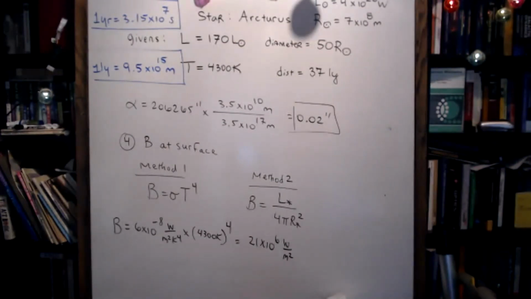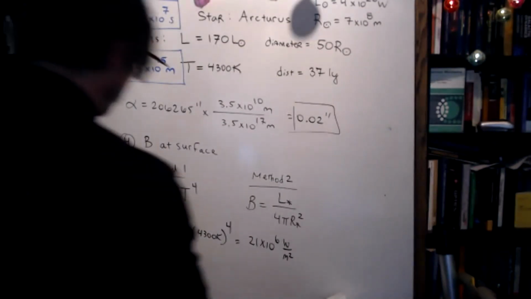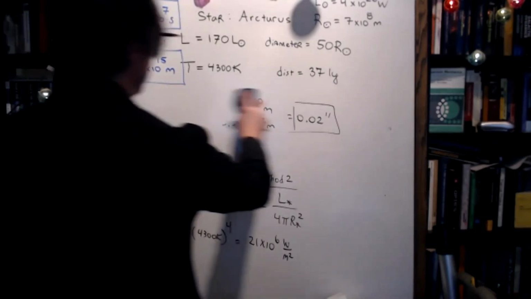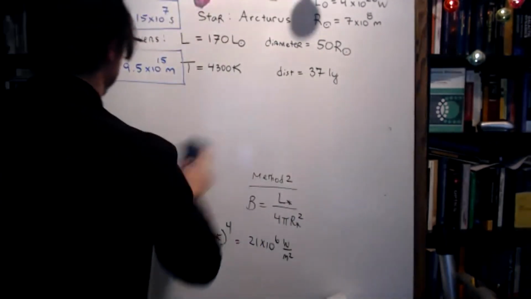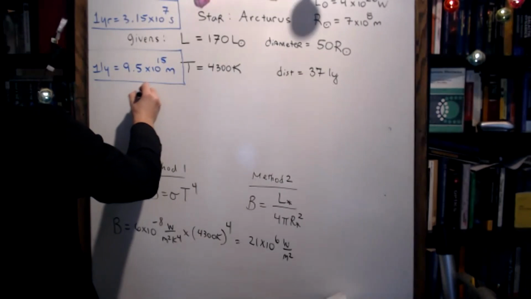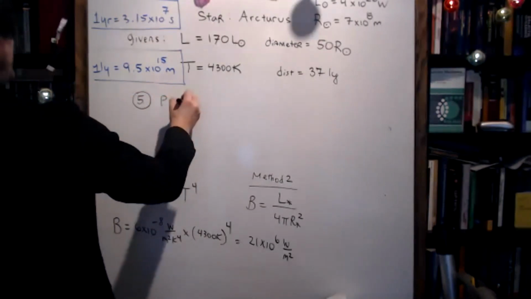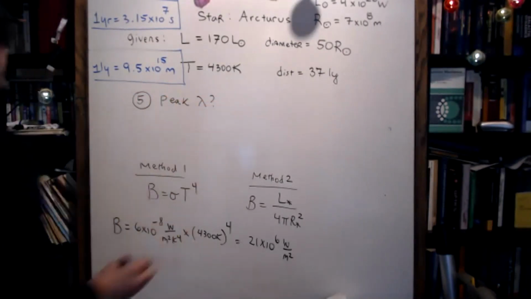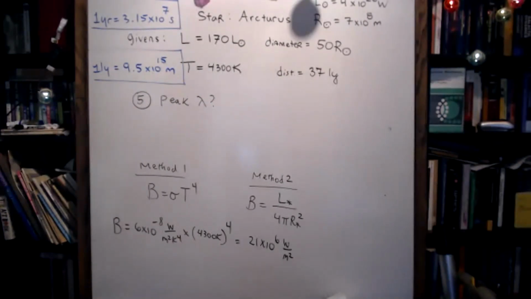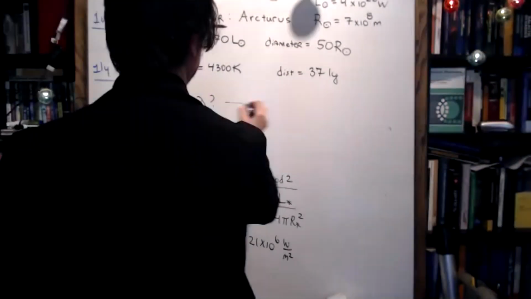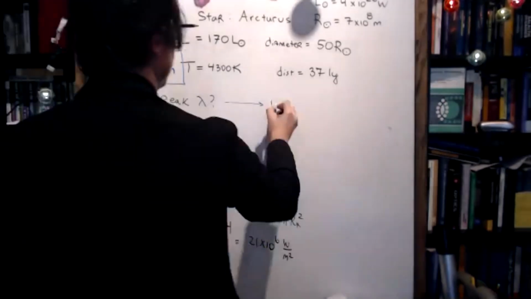How about question 5? That's to find the peak wavelength, right? Yeah. You know what formula to choose for peak wavelength, don't you? Wien's law. Yeah, Wien's law.